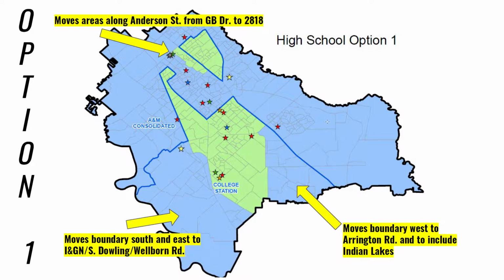Combined with that, we need to look at moving non-low SES students to the consolidated zone. On the southeastern edge here, our existing is 6. This moved that zone west to Arrington Road, all the way to the end of the district, and it includes Indian Lakes. It also moved the boundary on the western side south and east, to South Dowling and down to Welborn Road. So we moved from here to Arrington, and from here south and east, basically to South Dowling and Welborn Road.